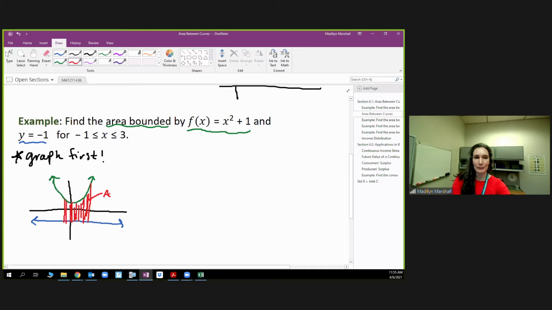So that's our A. So it's okay to just quickly graph those on Desmos or a graphing calculator. Some of them might not be so nice to just draw a quick sketch of. But the key here is that f is on top, which means that that will go first in our integral.